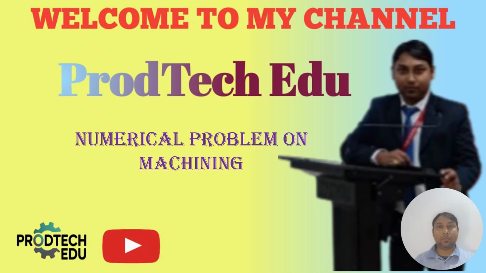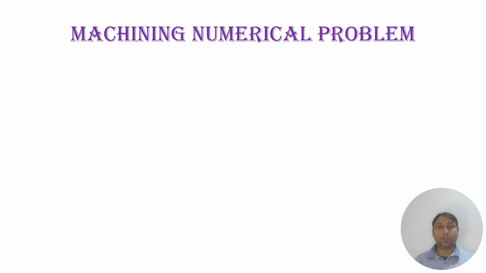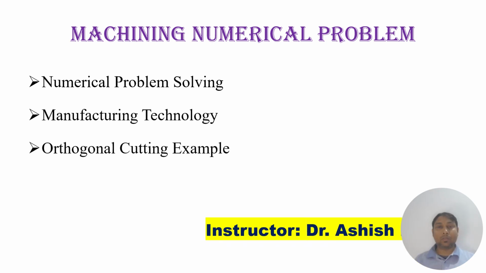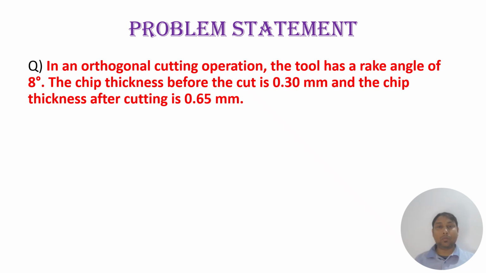In this video, we will solve a numerical problem from orthogonal machining that comes under manufacturing technology. The statement of the problem is: in an orthogonal cutting operation, the tool has a rake angle of 8 degrees. The chip thickness before the cut is 0.30 mm and the chip thickness after cutting is 0.65 mm.